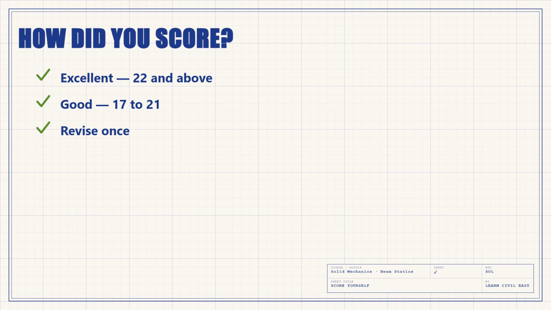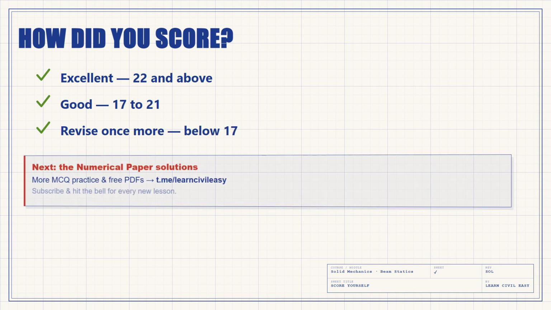And that is the full MCQ paper. Score yourself. 22 and above is excellent. 17 to 21 is good. Below 17, revise once more. Next, we will solve the numerical papers.